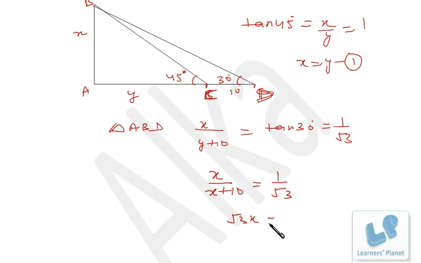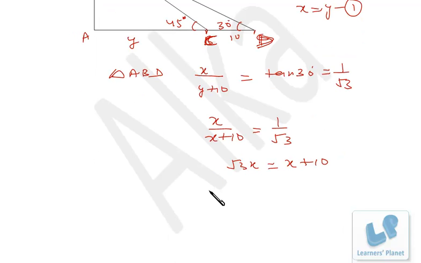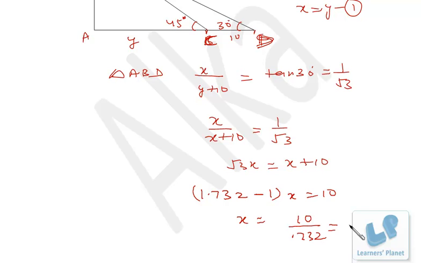So root 3x is equal to x plus 10. Now root 3 is what? 1.732. So 1.732x minus x is equal to 10. So x is equal to 10 upon 0.732, that we have to find. That is 13.6 meters around.